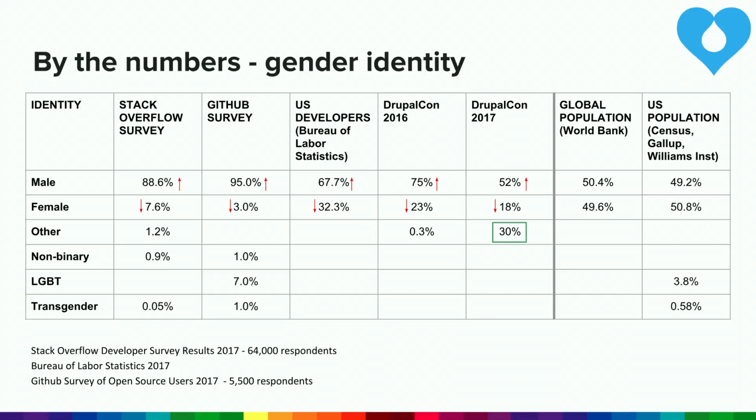The male-female split we know is about 50-50. It holds up whether you're using the World Bank data or any US data. But what we're seeing in the open source community and in the web space in particular is upwards of 90% male. That is not a representative number. And of course, we therefore see the representation of females to be significantly lower.